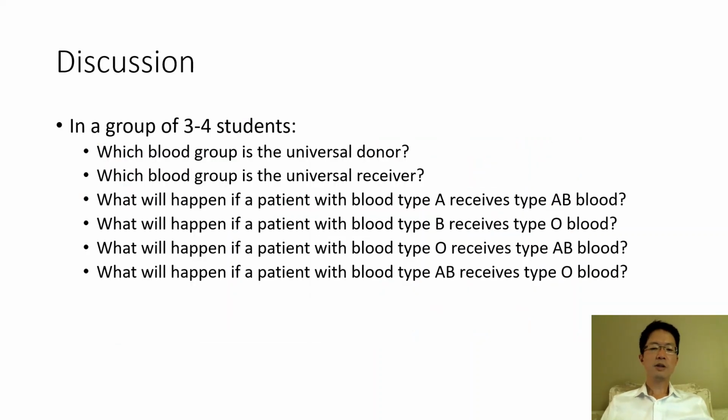Okay, let me ask you this question. You need to answer all these questions. Universal donor, universal receiver. So what will happen if a patient with blood type A receives type AB blood? Will the patient live or die? The answer is the patient will die.